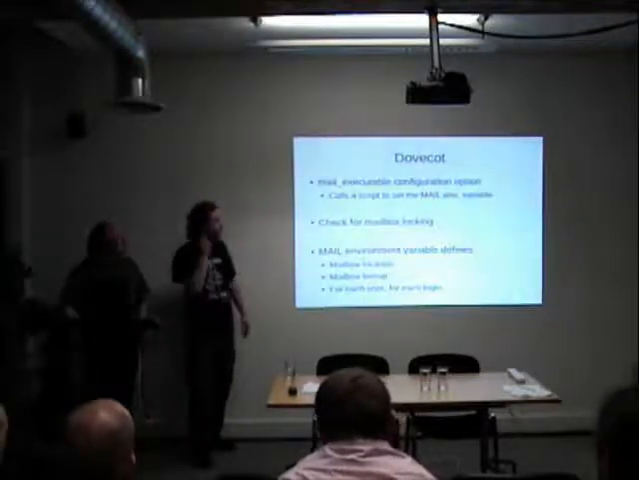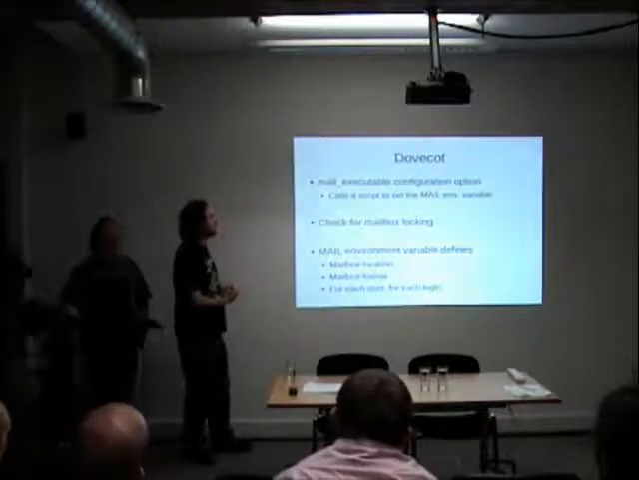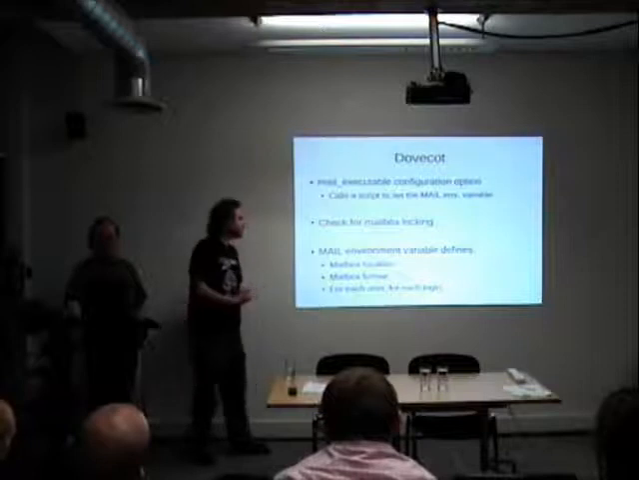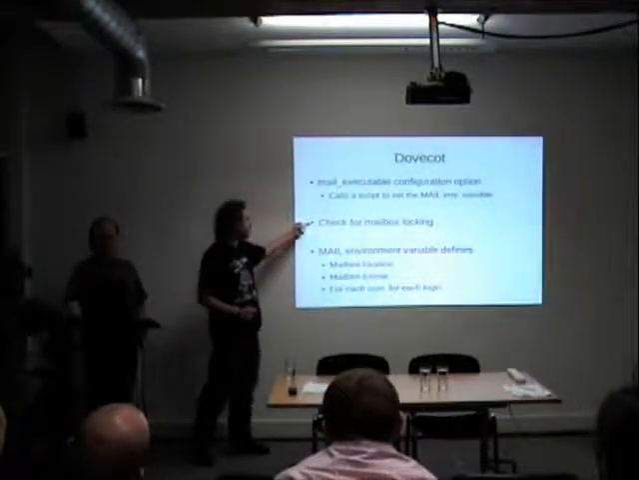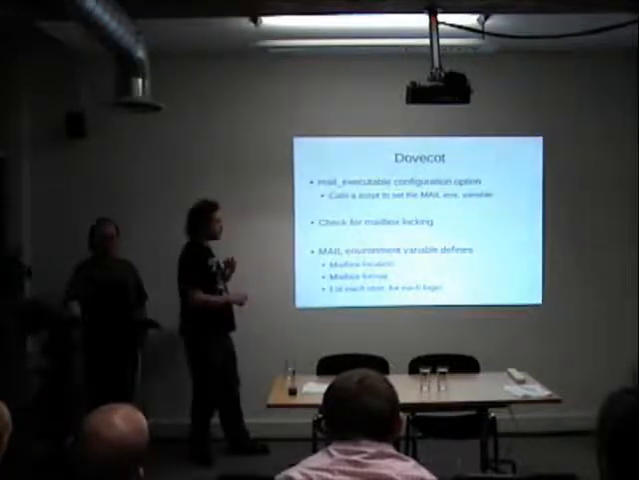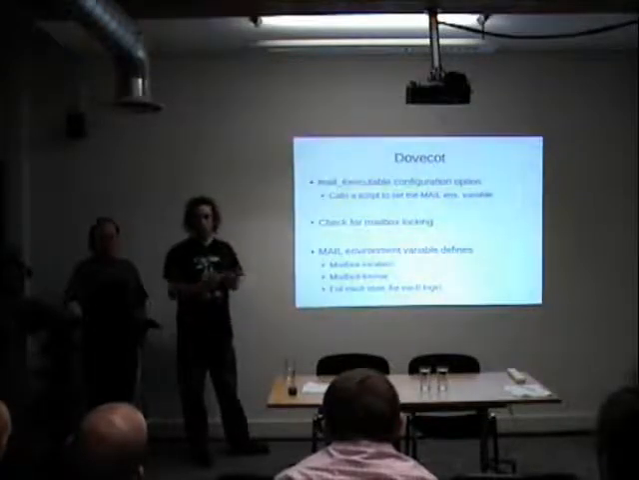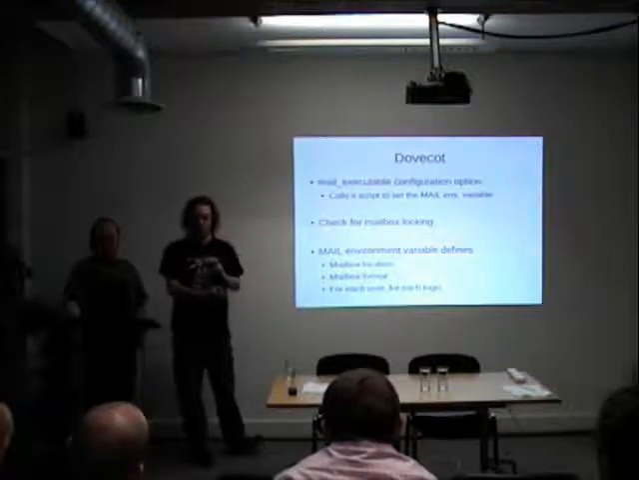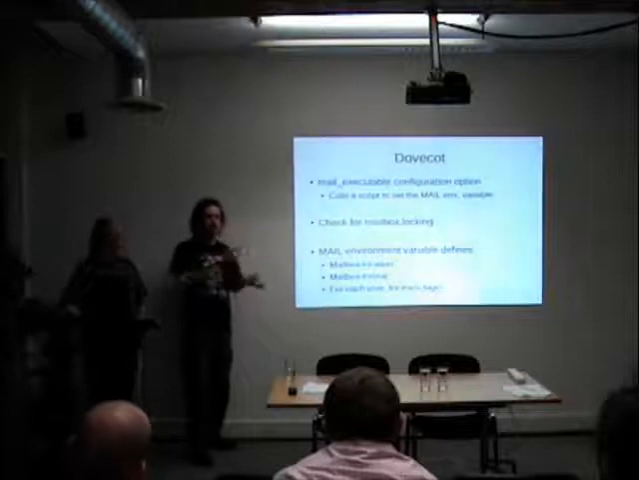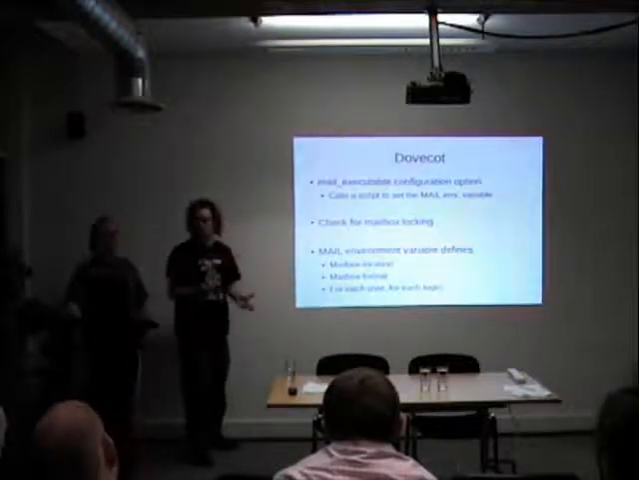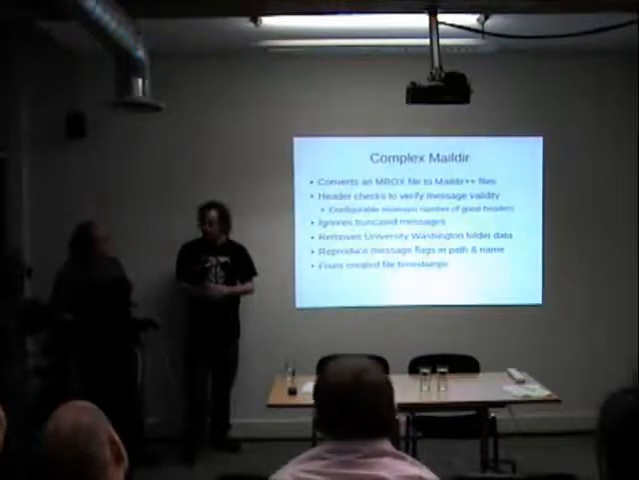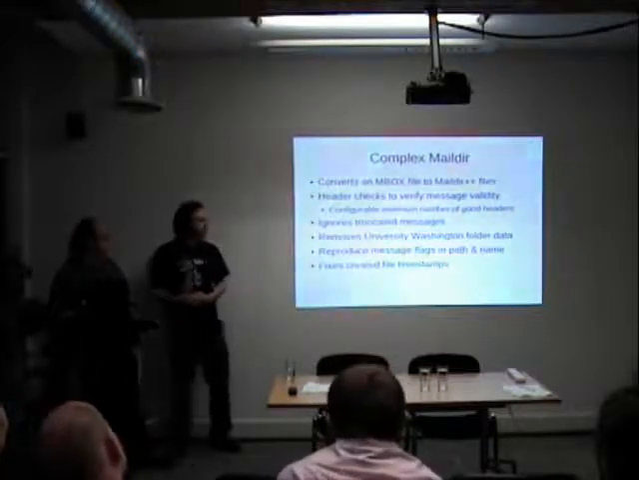Okay, Dovecot. Pretty much the same. Dovecot had this wonderful option called mail executable configuration, and you can run a script from it. From that script, we checked for mailbox locking, then we checked for the existence of the relevant file, and then determined from that whether they were using the inbox or Maildir, or whether they couldn't access the mailbox because it was locked. So you could access both at the same time, depending on the user. Very good. Okay, so Complex Maildir. Basically, this allows you to convert an inbox file into Maildir.